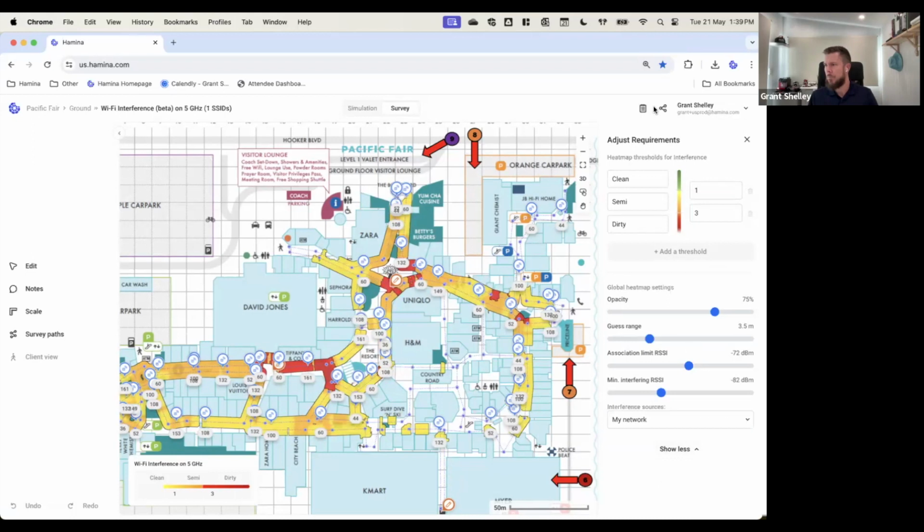So how do we get to this? What I'll do is a quick screen share. And so we'll turn this on.